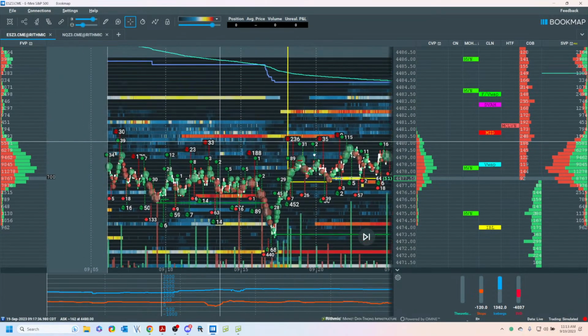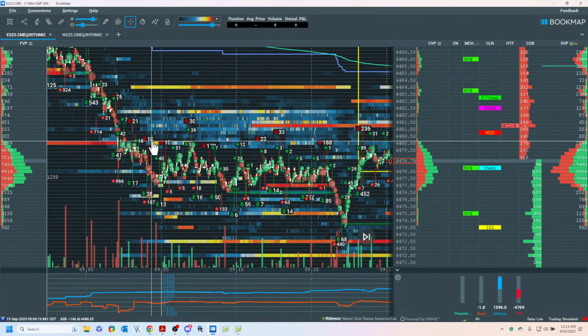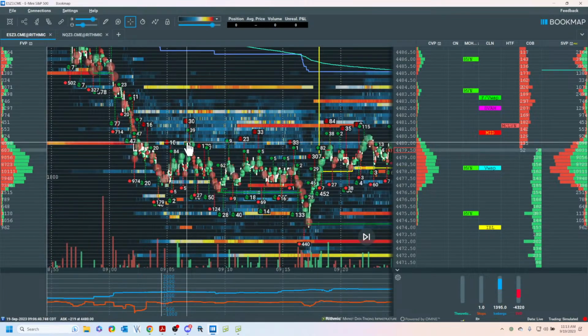Now we have to look at a couple pieces here. First of all, stops are here and here. This is your outside edge. So it's not unreasonable for us to come out here. Let's see if it does. There it is. Okay, outside edge.